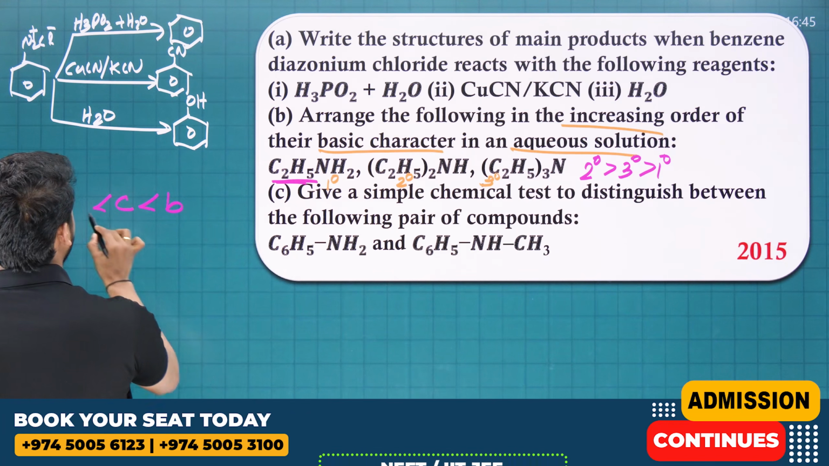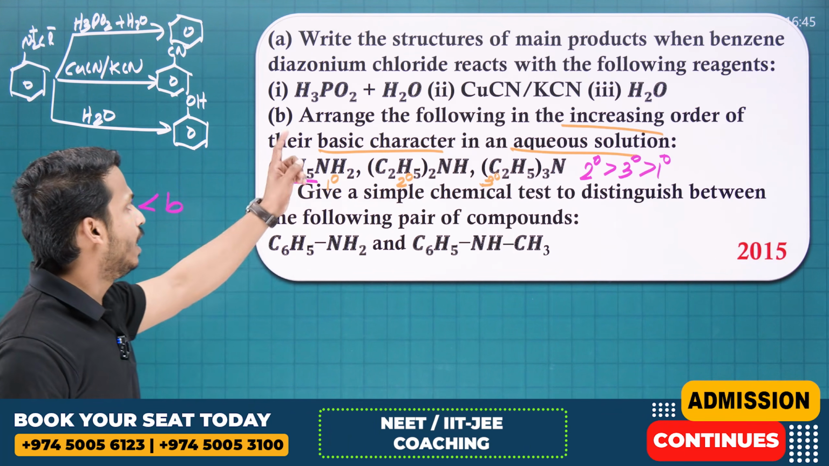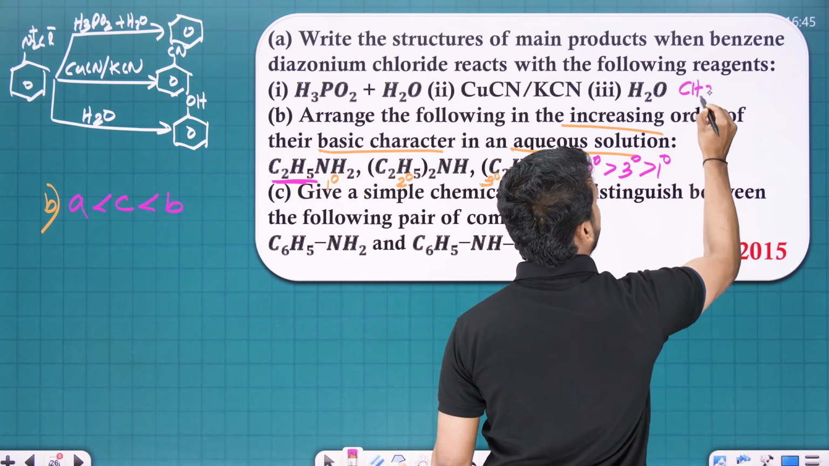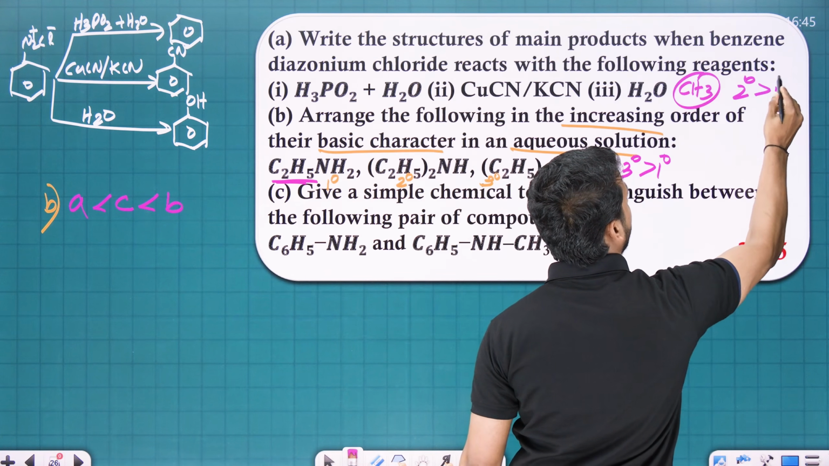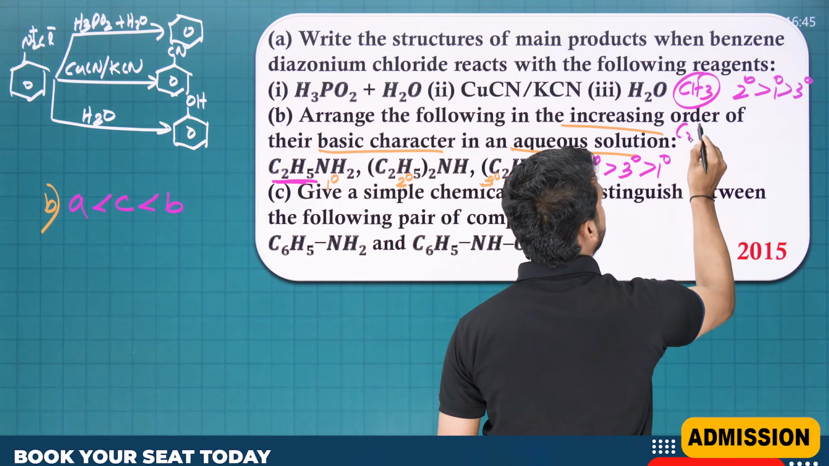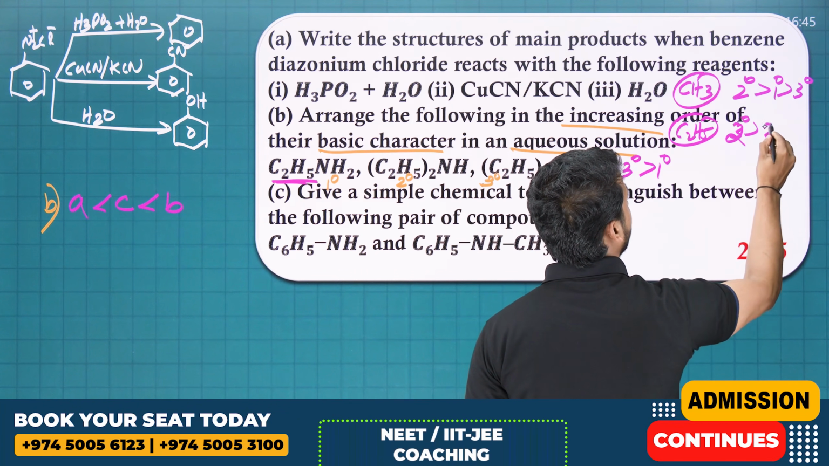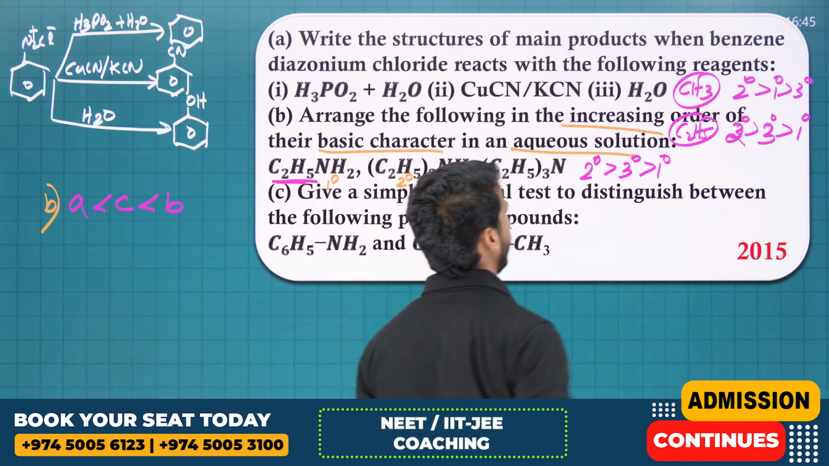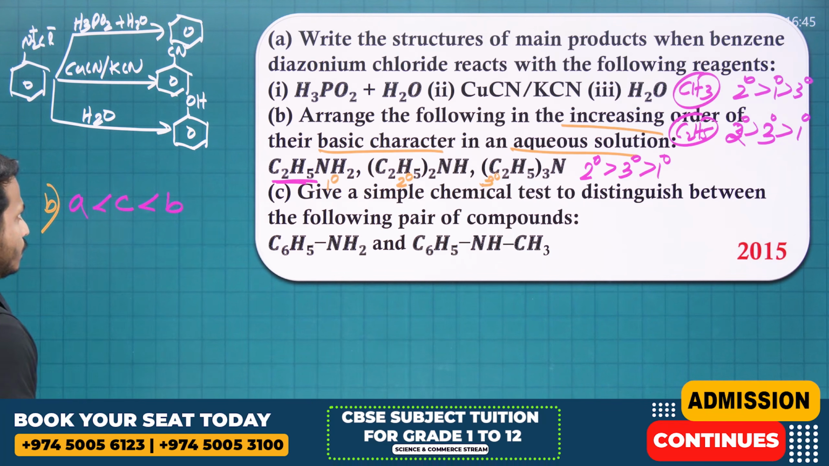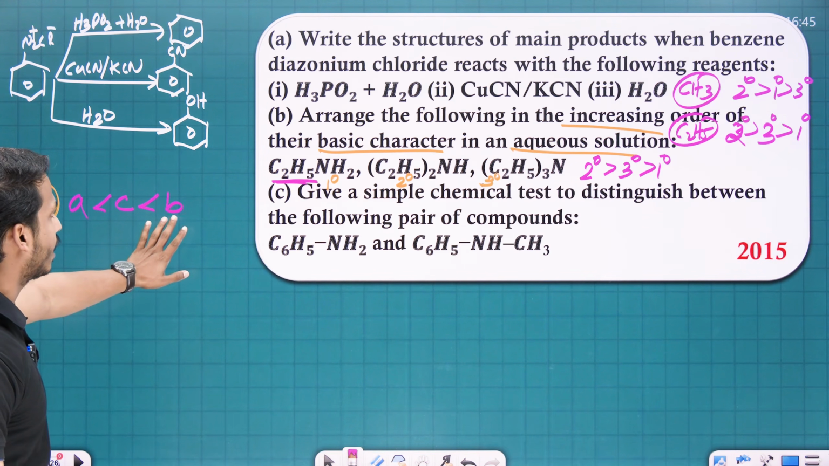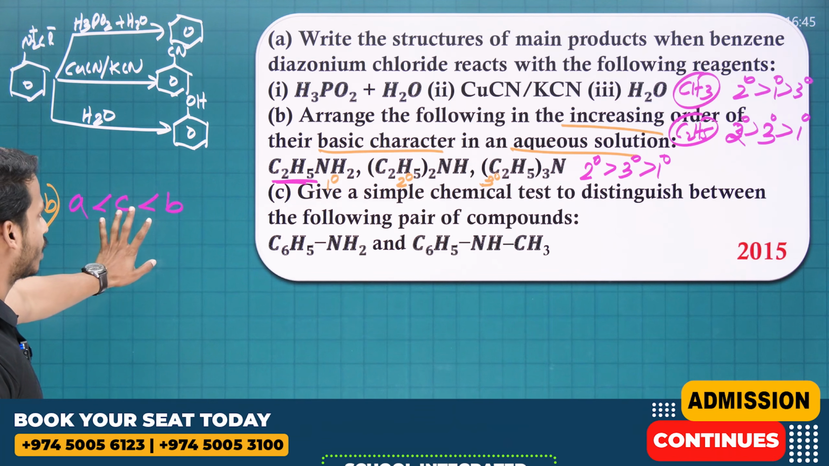After secondary, tertiary, that is which one? C and A. So remember all, if methyl group comes, the order is secondary, primary, tertiary. If ethyl group comes, the order is secondary, tertiary and primary. Keep in mind. Okay. So we can arrange like B is the highest one. Secondary, then tertiary, then primary.